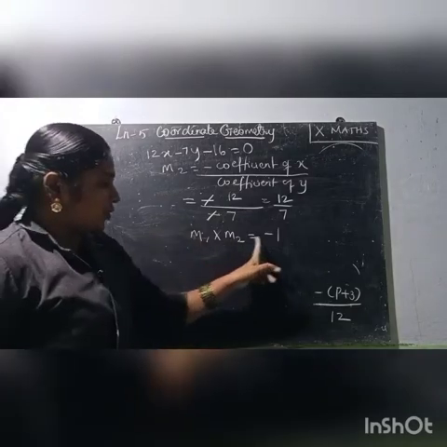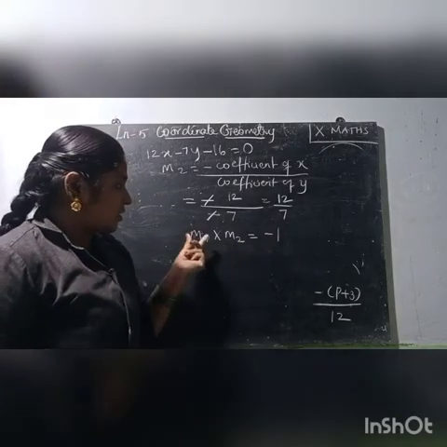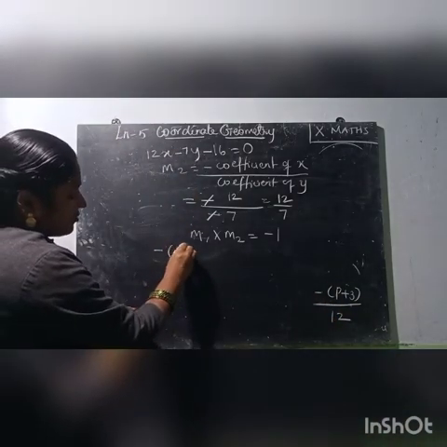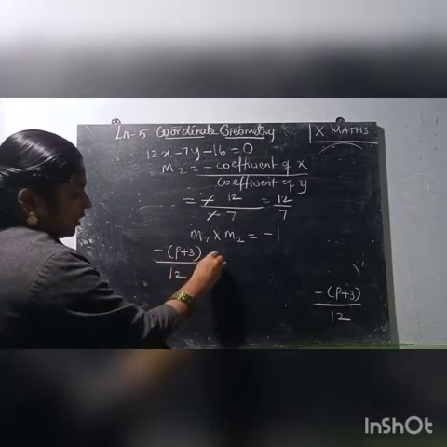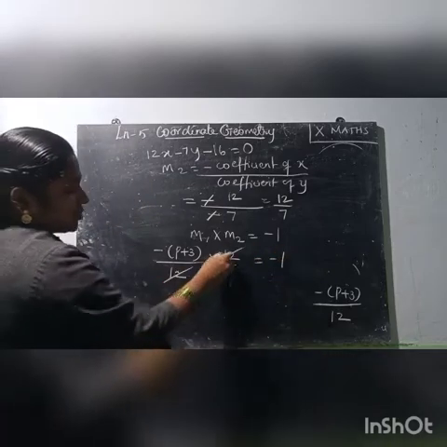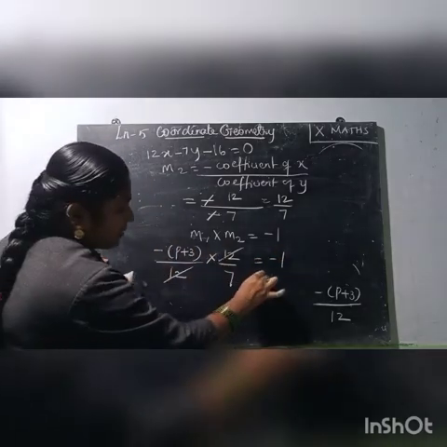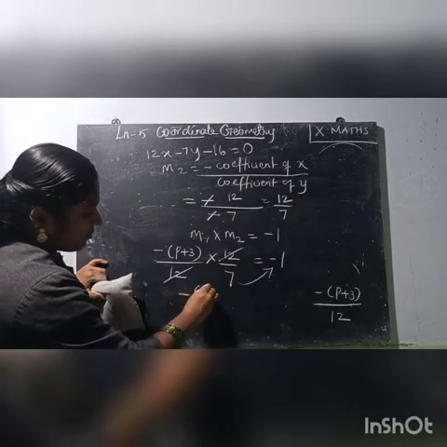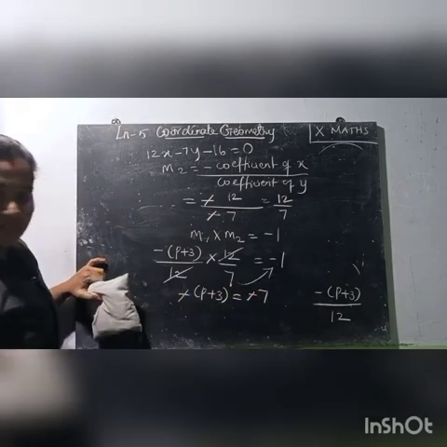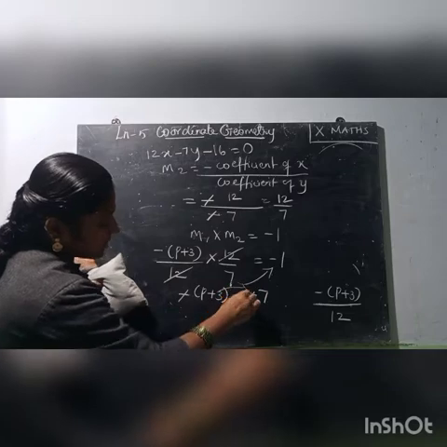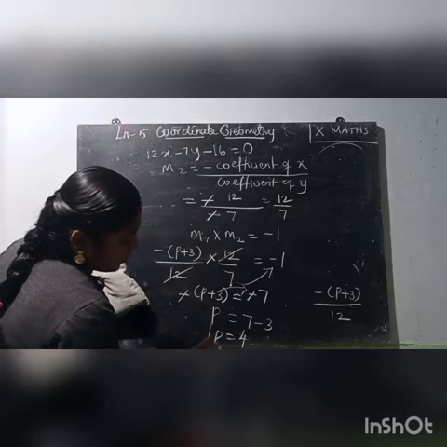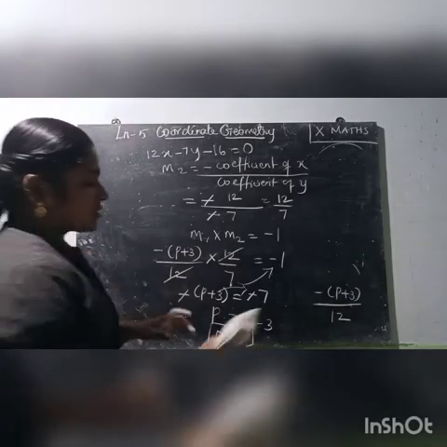Now m1 into m2 equals minus 1, because the two lines are perpendicular. What is the m1 value? Minus of p plus 3 divided by 12. So minus of p plus 3 by 12 into the m2 value, 12 divided by 7, equals minus 1. 12 cancels, then we can bring this 7 here. So minus of p plus 3 equals 7 into minus 1, minus 7. Minus minus cancel. Then plus 3 we can bring to this side. So p equals 7 minus 3, which is 4. So the required p value is 4.